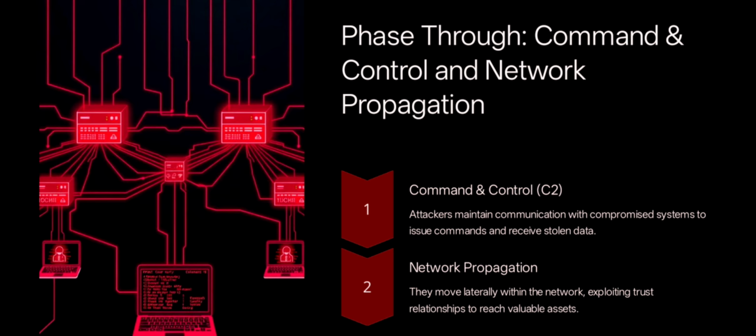B. Pivoting. A pivot is a compromised machine used as a launchpad for reaching inaccessible internal zones. Port forwarding, SSH tunneling, Meterpreter pivoting. SOCKS proxying, enables attackers to browse internal apps via external tools.